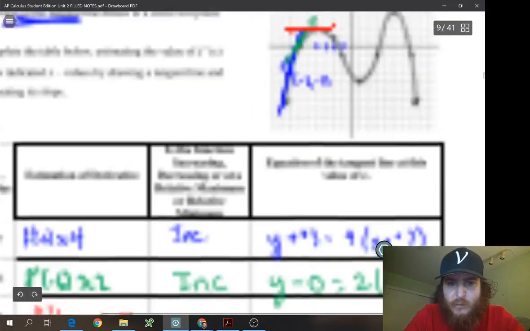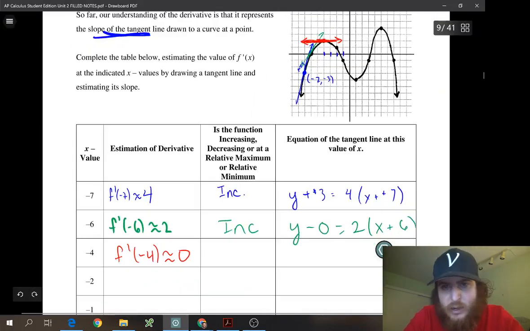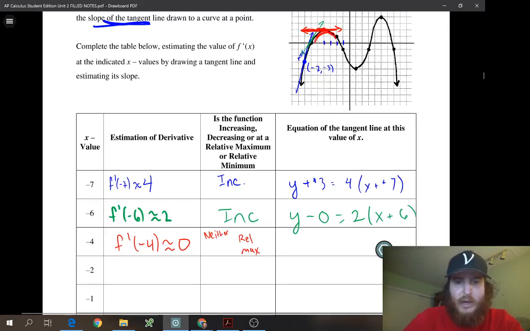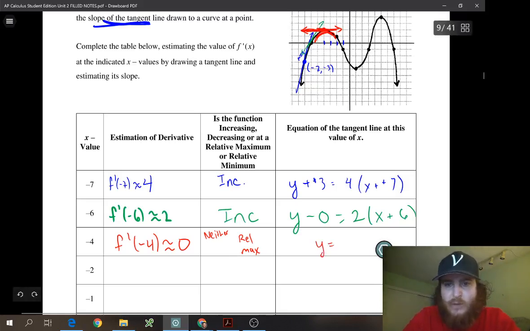So that slope is 0, and this is not increasing or decreasing. It's neither, and it represents a relative maximum. This is like the highest point of that curve. And our equation here would just be y equals 2.